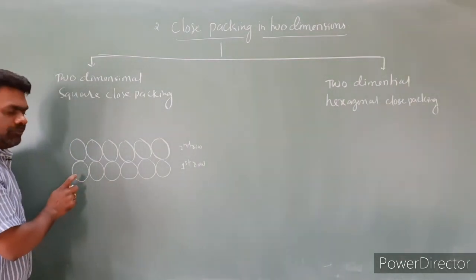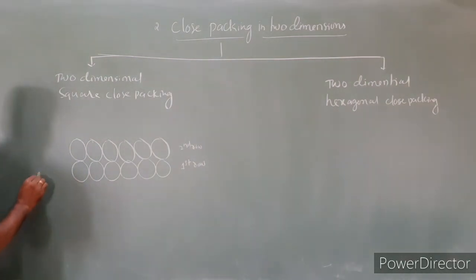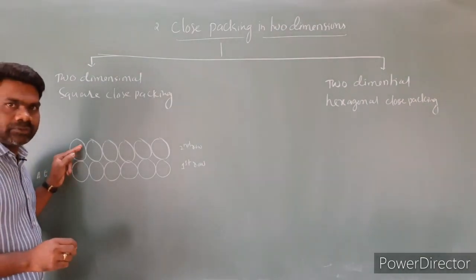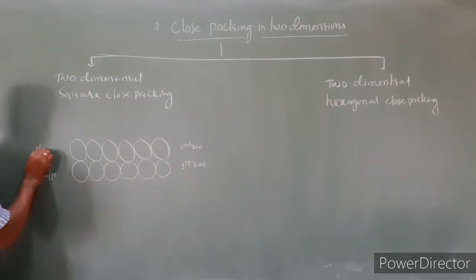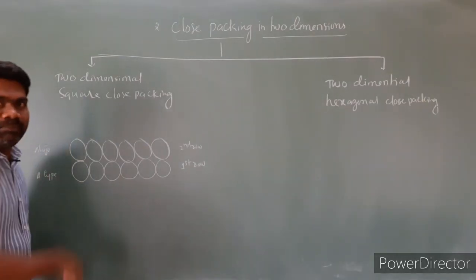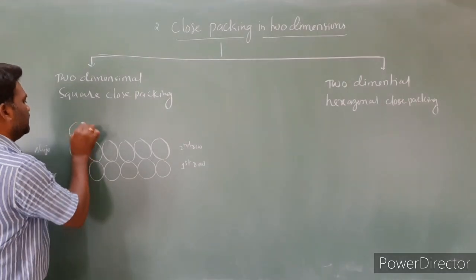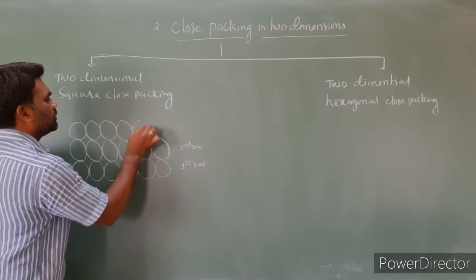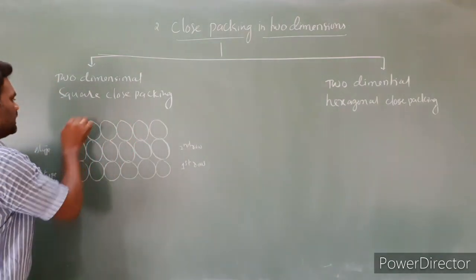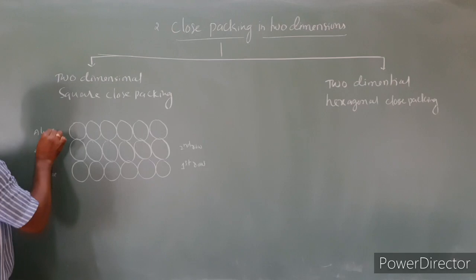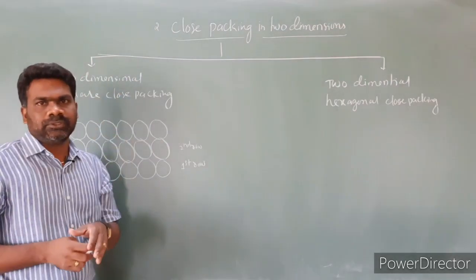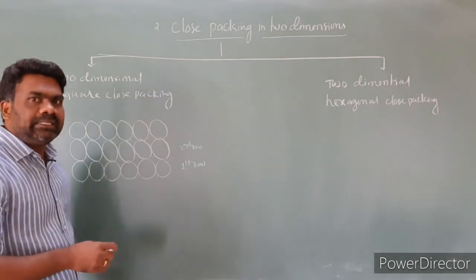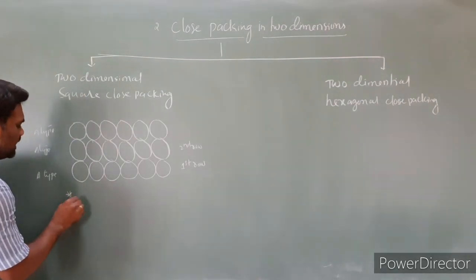Next, I am calling the first row as type A. The second row, exactly above the first row, is also type A. And I am placing many rows. So this is the third row, imagine. This is also type A, and so on. You can place many number of rows. So this type of arrangement, we are calling it an AAA type arrangement.